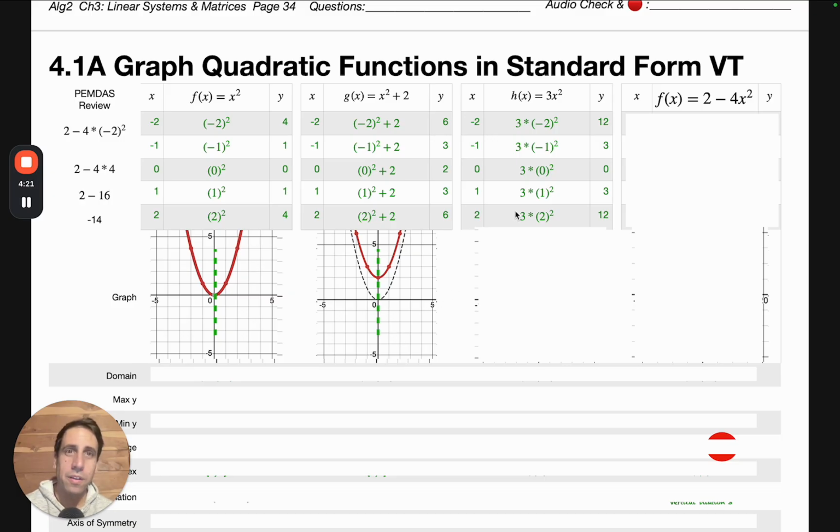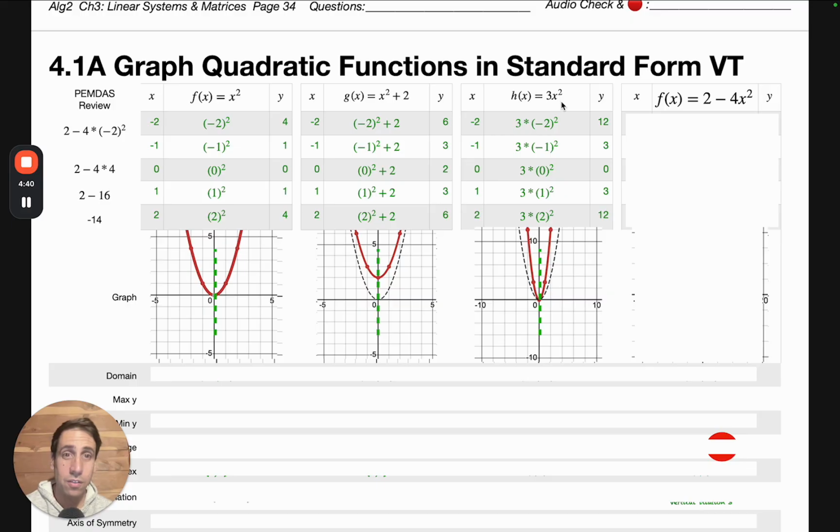3 times x squared. Okay, so we've got all these same numbers being squared. It's still 0, 1, 4, 0, 1, 4. And now you're going to multiply them all by 3. So these are all these numbers here, except they've been multiplied by 3. And as you might see here, it's just been stretched. It's still 0, 0, but quickly, it doesn't exactly have the same thing as a slope, but if it did, you could see that the slope is drastically much higher than before.